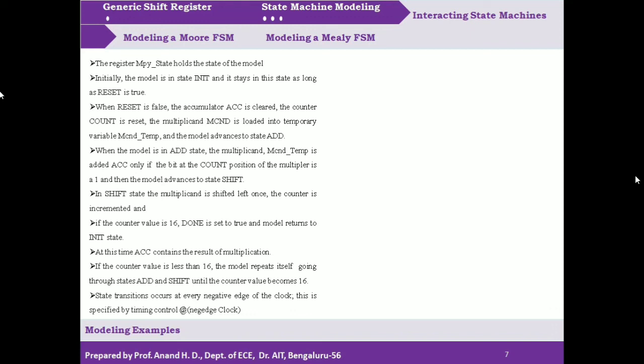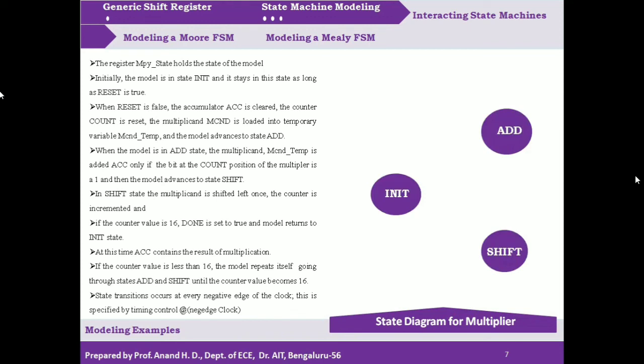And then initially the model will be in the initial state, and then it remains in this state unless the reset is true, that is reset is equal to 1. When the reset is false, then the accumulator is cleared and the counter will be reset, and the multiplicand is loaded into the temporary variable, that is temporary multiplicand, correct? And then there will be an advancement from one state to another, that is initial state to add state, right?